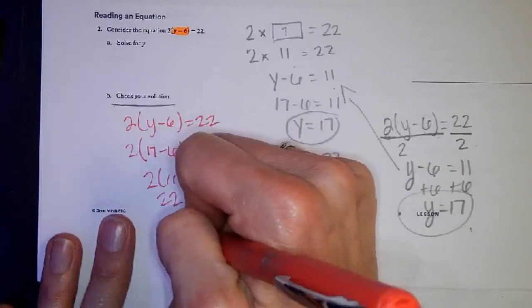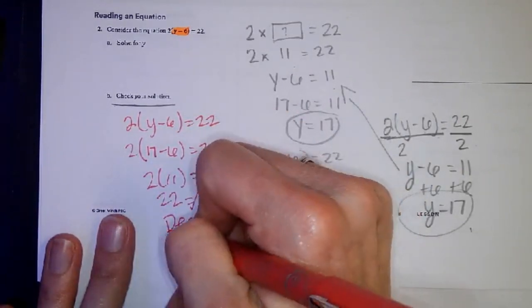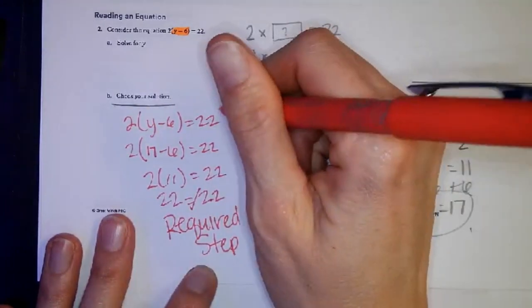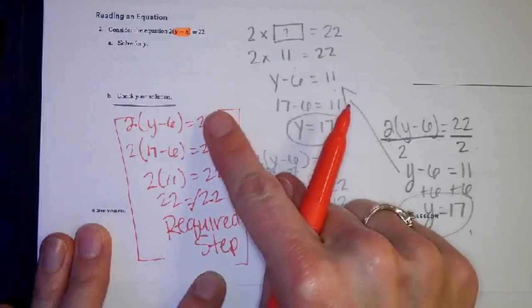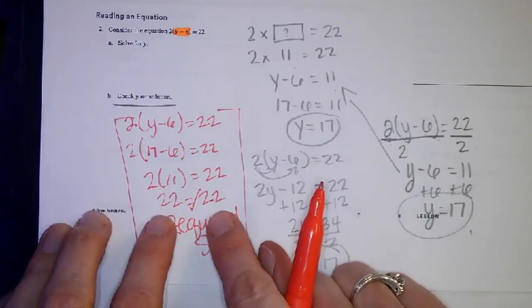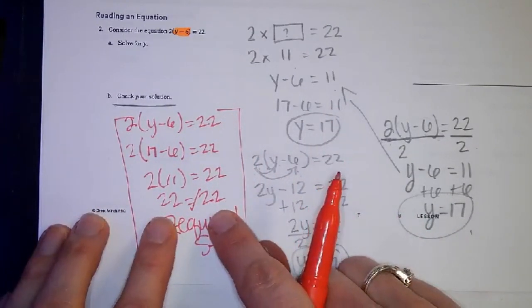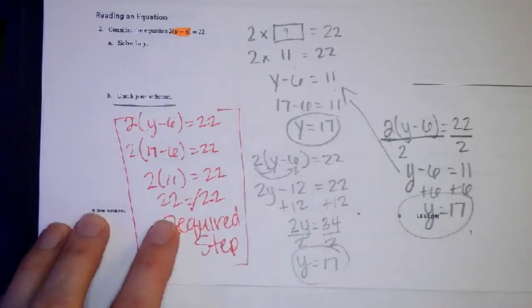This is a required step. You must always, no matter how long it takes, plug your number back in to make sure that it is balanced on both sides of that equal sign. Equations do not work unless they're balanced.